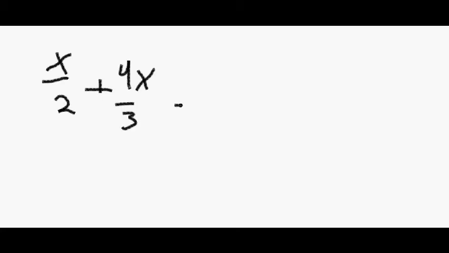So 60 and 61, I'm going to just do number 60 with you, and you can do 61 by yourselves. So we have x over 2 plus 4x over 3 equals 22 over 3. This looks tricky, but it really isn't. First thing is the whole thing needs to have a common denominator. So I'll choose 6.